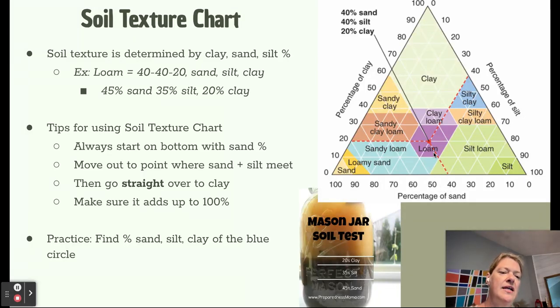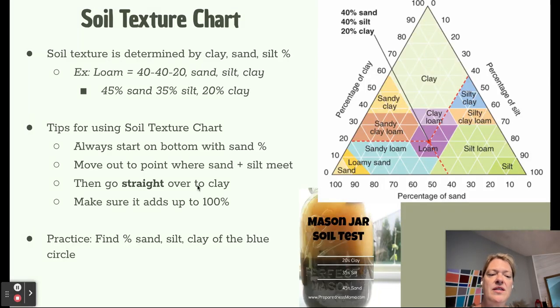So I draw a line to where sand and silt, here's 40% silt, intersect. They intersect right here at this red dot. And then I go over, and that should tell me how much clay I have. So that's 20%, that matches up. So the type of soil that has 40% sand, 40% silt, and 20% clay is a loam soil.